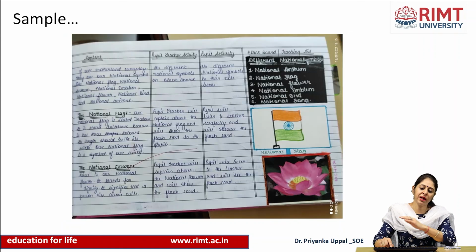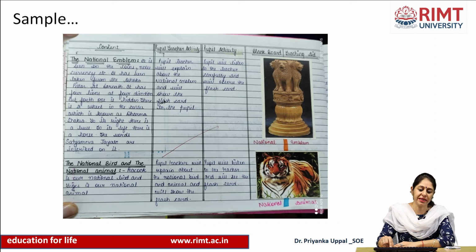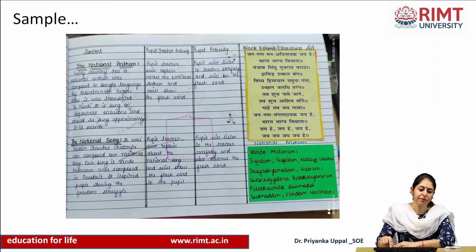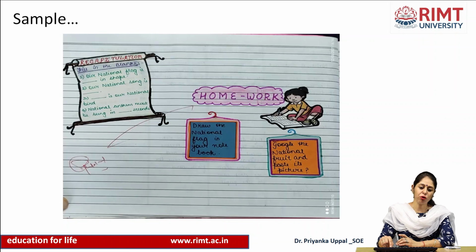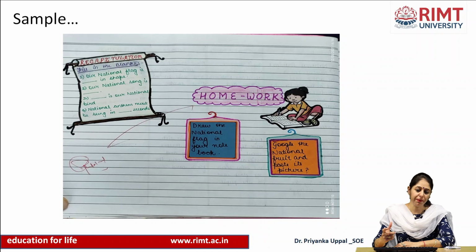After that, the PT will explain the whole topic with content, pupil teacher activity, pupil activity, and blackboard writing and teaching aid in parallel. It can be teaching aid or it can be blackboard also. After completing the lesson, the last step is recapitulation. Here is an example of recapitulation, like our national flag is dash in shape. It can be in the form of fill in the blanks, matching, or question answers also.